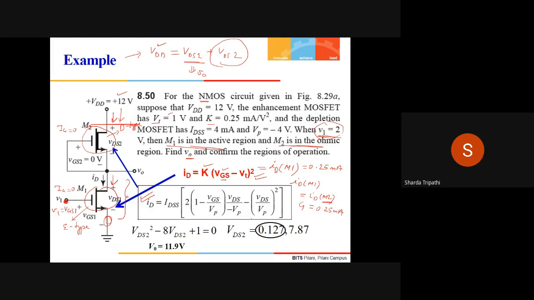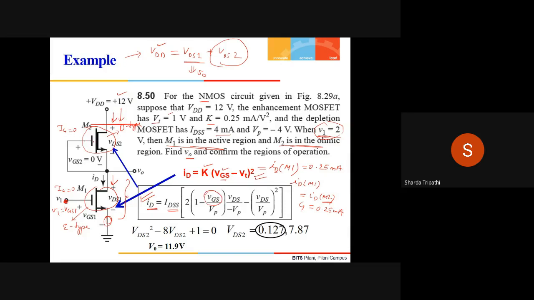So in this equation, what is given and what is unknown? ID we already know, we found it in the previous step. This is 0.25 milliamperes. IDSS is given. This is equal to 4 milliamperes, which is fine. 2 into 1 minus. What about VGS? So this VGS is the VGS for the second transistor.